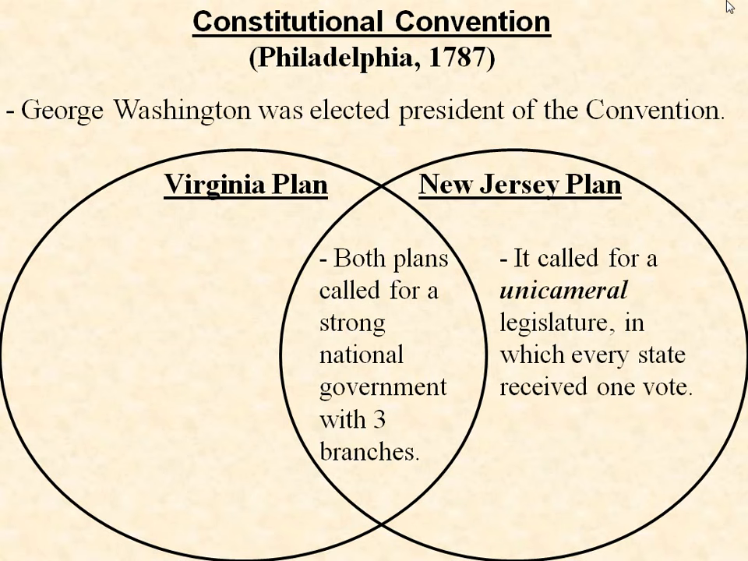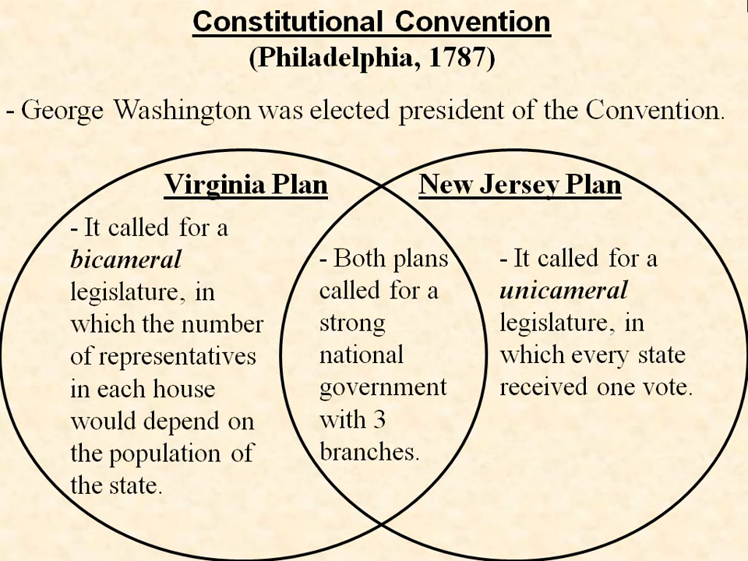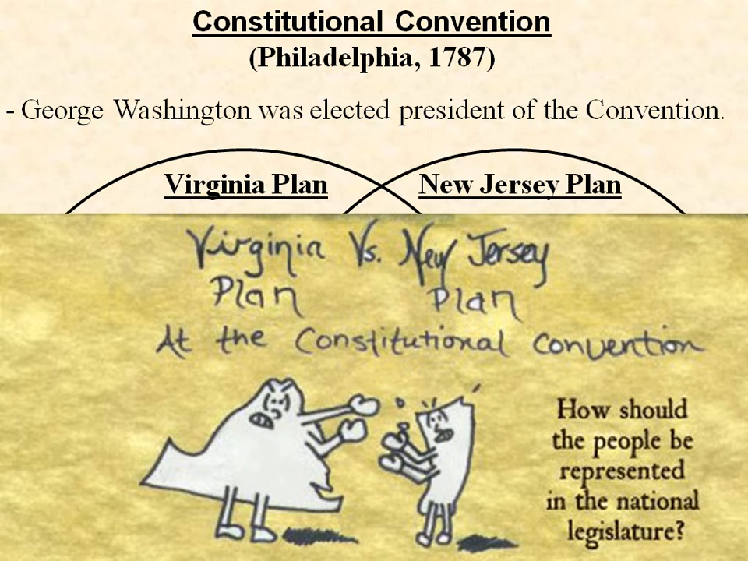Okay, the New Jersey plan wanted a unicameral legislature in which every state received 1 vote, because they believed that every state should be equal, so every state should get 1 vote. But Virginia said that it needed a bicameral legislature in which the number of representatives from each house would depend on the population. Their argument here in the big states was that, hey, we have more people, so we should have more representation. Here they're ready to duke it out.